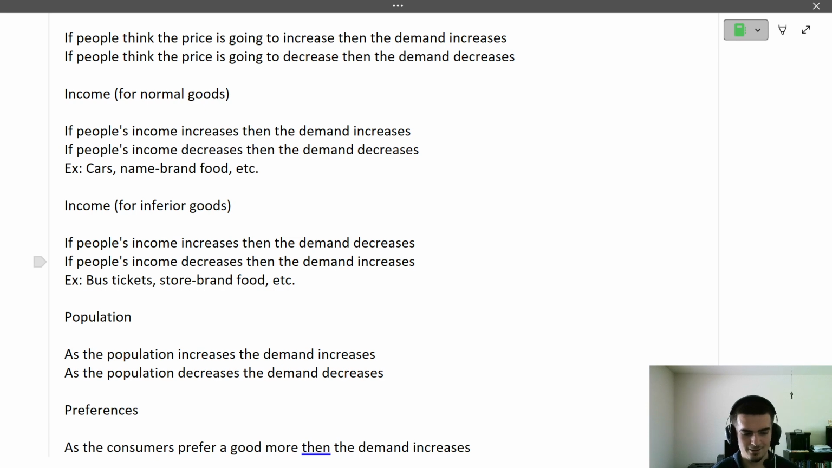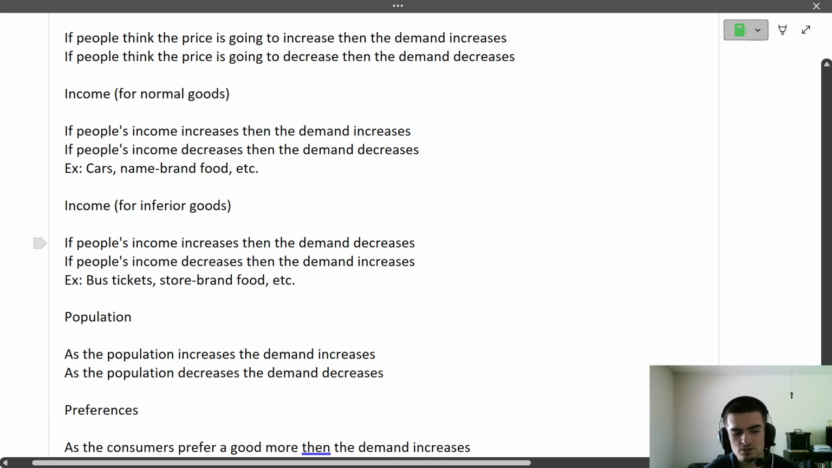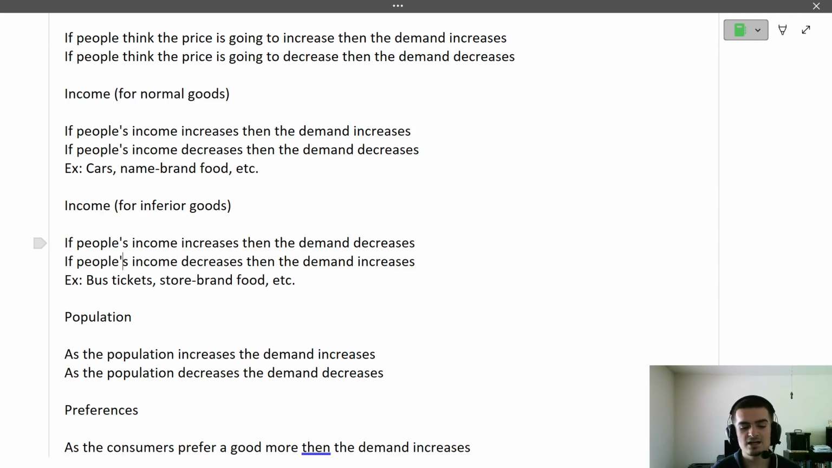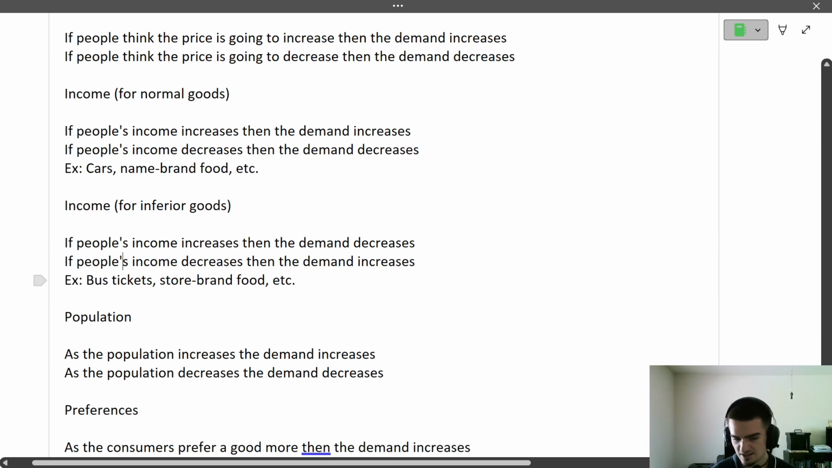That would make the bus ticket an inferior good because if someone had more money, they would stop consuming the bus ticket and consume something else. If someone's income decreases, then their demand for an inferior good is going to increase. So if someone loses their job and anticipates they won't get another job for a while, they may sell their car and start taking the bus places to save money.